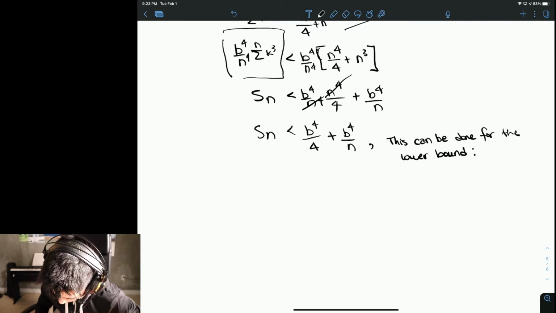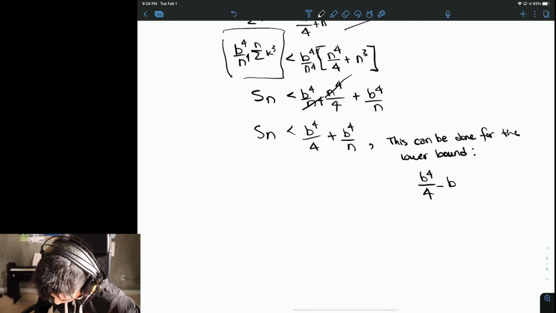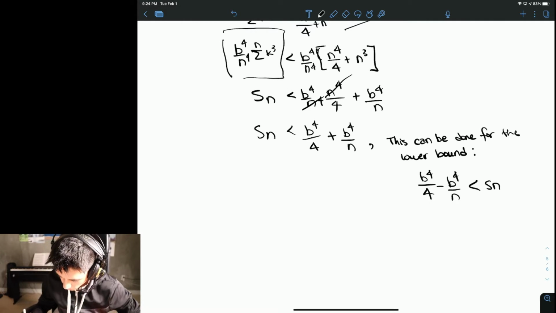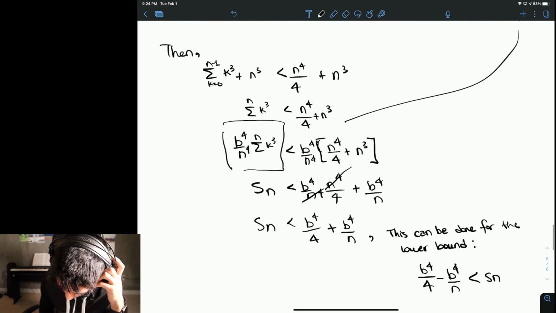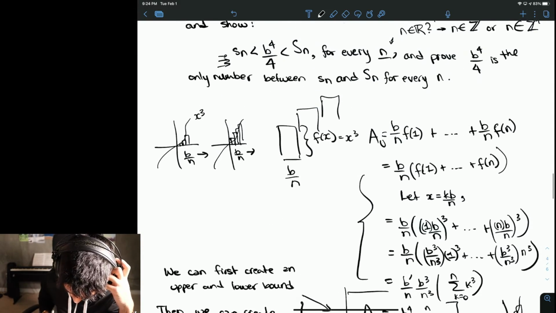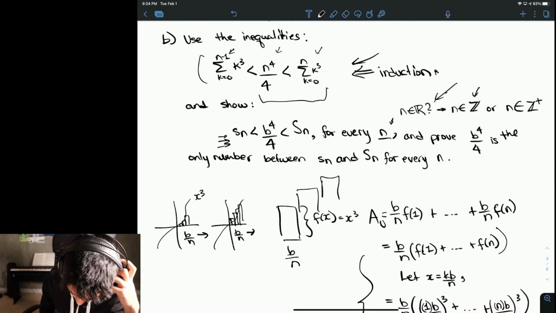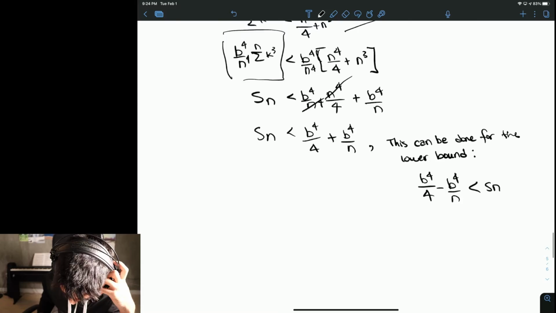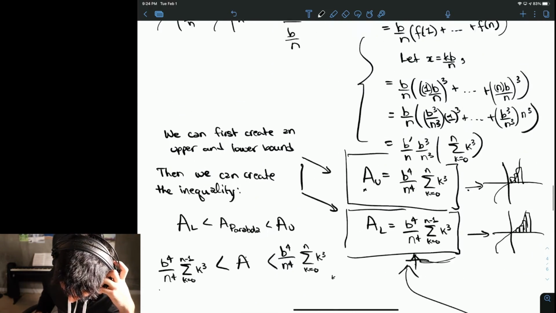And we can show that b4 over 4 minus b4 over n is smaller than S of n, using the exact same process, but instead of taking this inequality, we can take these two terms and add, minus, I think, what is it? Yeah, just minus the term.